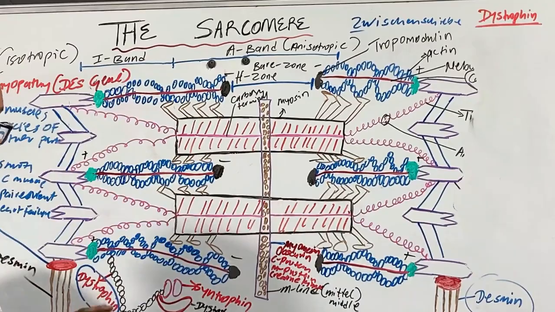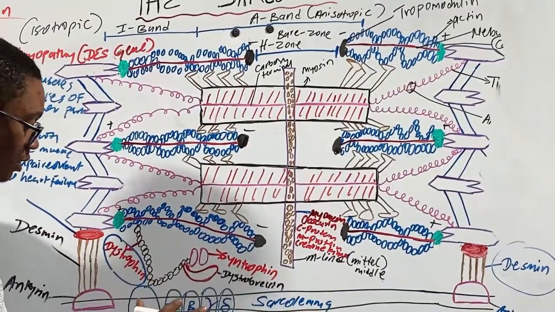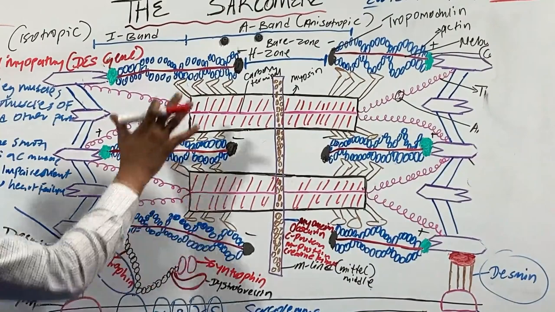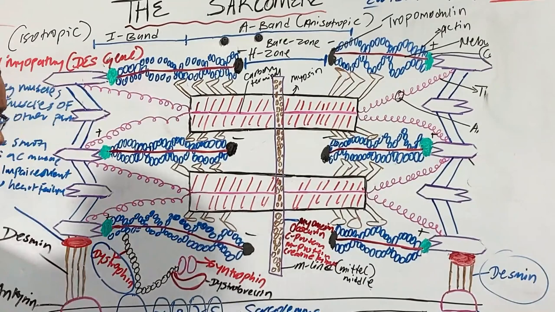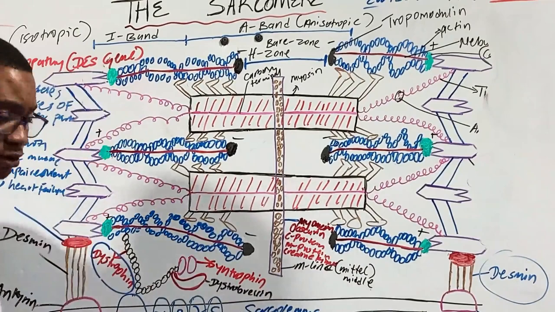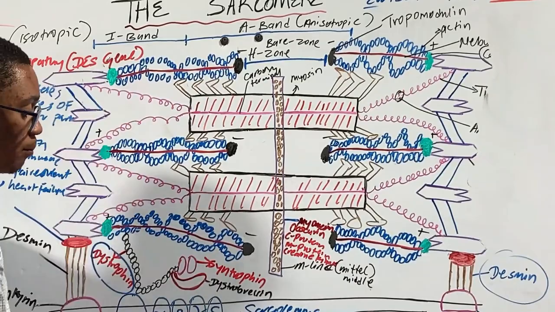Very, very important. If this dystrophin is lacking in an individual, let's think about what will happen. Remember, I said it anchors the myofibrillar system, specifically the actin, to the sarcolemma, and it also communicates to the extracellular matrix. Assuming this dystrophin is not here, what will happen to the ions, the proteins, the enzymes found in the extracellular matrix? First of all, absence of dystrophin will cause the breakdown of the sarcolemma, the plasma membrane of the muscle fiber.